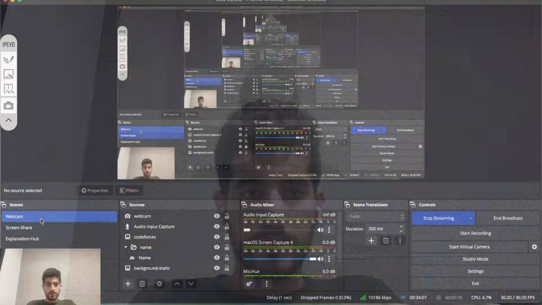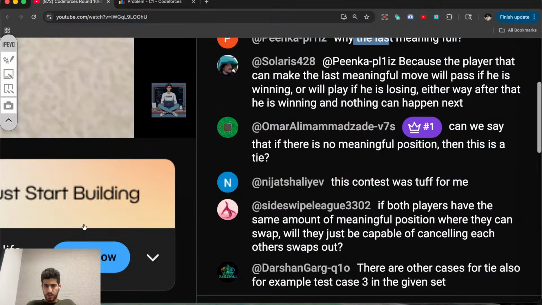Let me bring my. Is that clear? If both players have the same amount of meaningful positions where they can swap with.